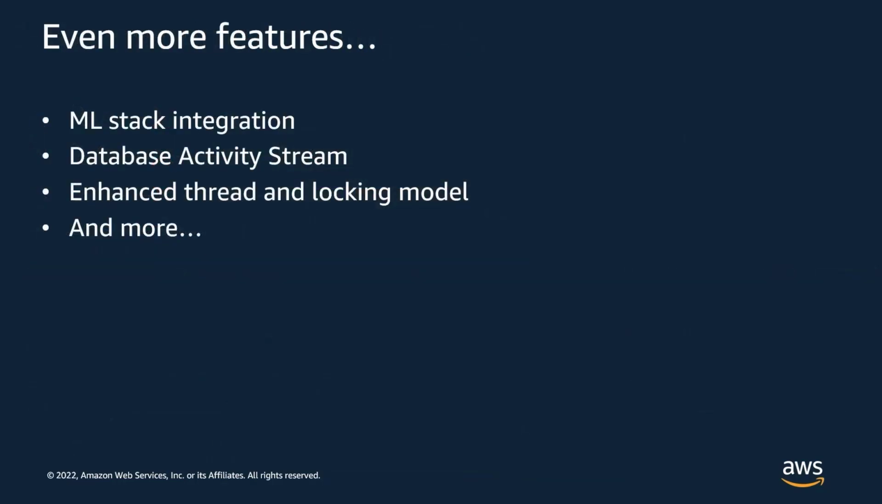So all the Aurora features we looked at were just a quick overview and not really an exhaustive list. Since we have limited time here today, I was not able to cover all and definitely not able to cover all in a lot of detail. Amazon Aurora has many more features like machine learning integration, database activity streams, enhanced thread and locking model, and I'm sure I'm missing a few here as well. So please reach out to us if you'd like to learn more or dive deep into any of these specific features.